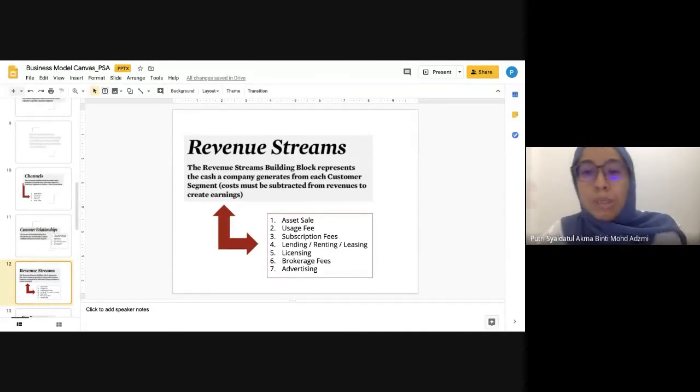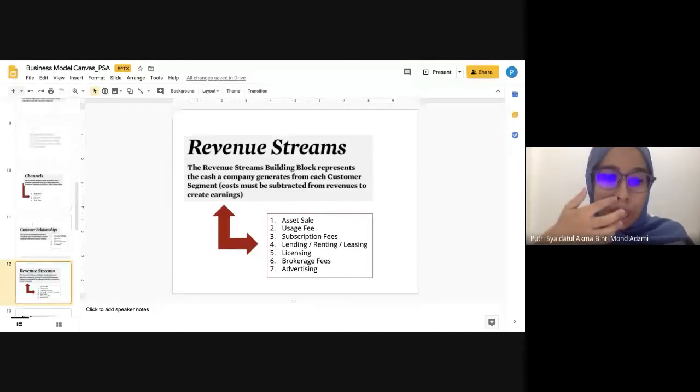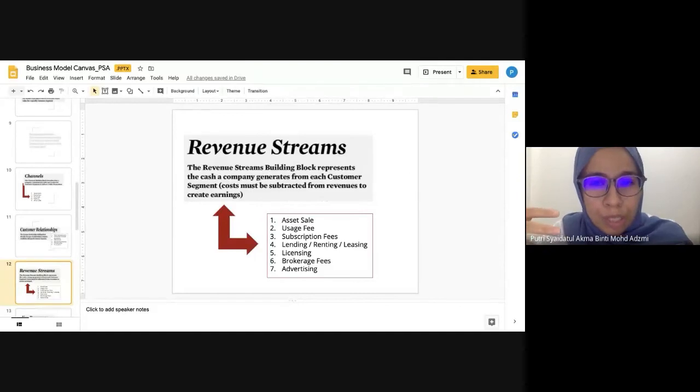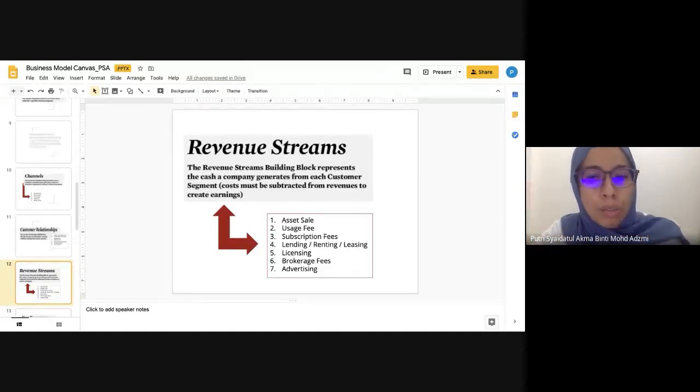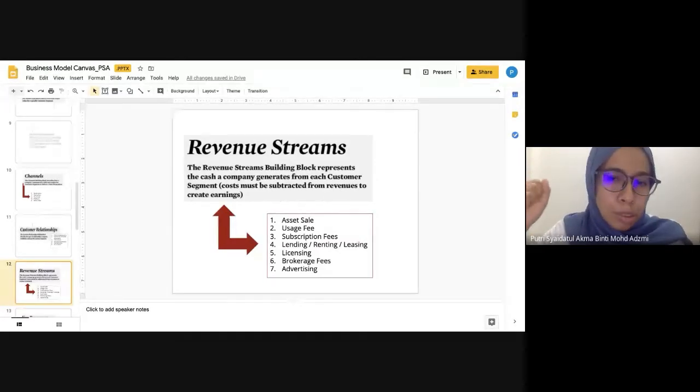Brokerage fees could also be part of your revenue stream. Or sometimes, when you have an app or a platform, you allow people to advertise on your platform. That is also some form of revenue. I see there are a number of apps here, so you might want to think of that as well. Advertising, so not just usage fees or subscription fees.